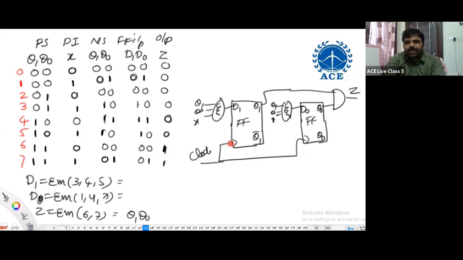Okay sir. Output is not depending on X directly. X can change the state. State can affect the output. Output is depending only on state. That's what Moore systems are.